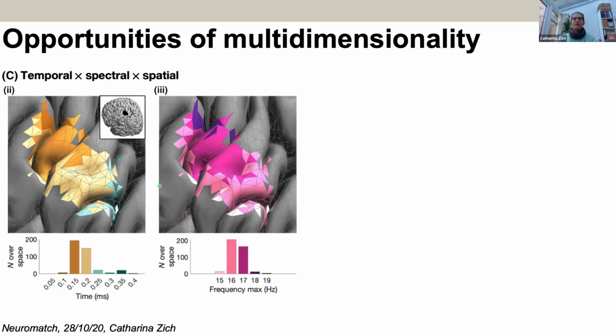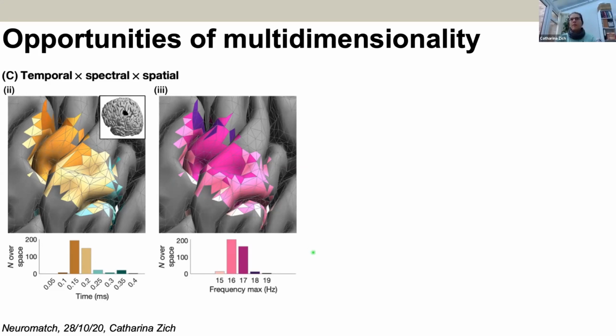On the panel next to it is exactly the same burst. We just look at a different set of features. So here we look at the spectral-spatial interaction, and we see that this part of the burst, which is more anterior, has a higher peak frequency, and the part of the burst which is more posterior has a lower peak frequency. So this is kind of a static image of this burst.